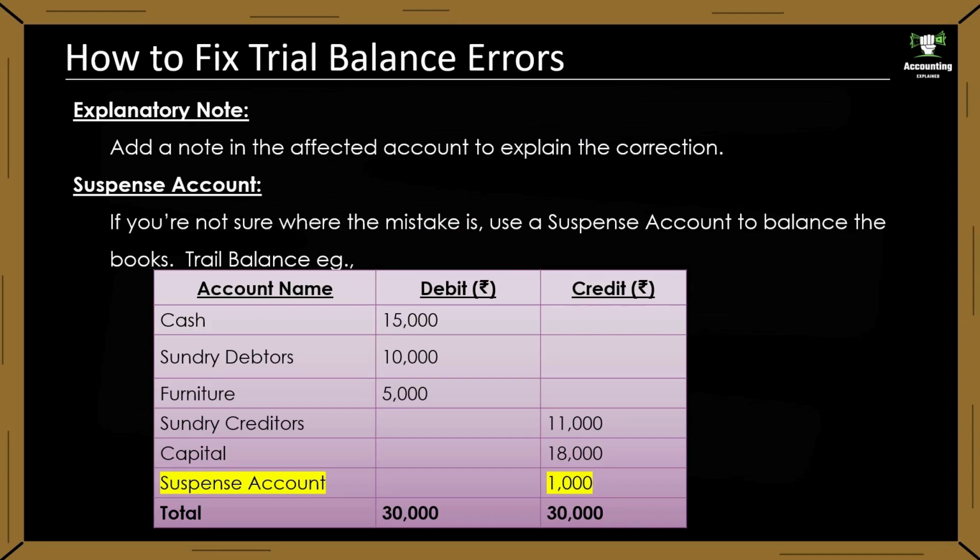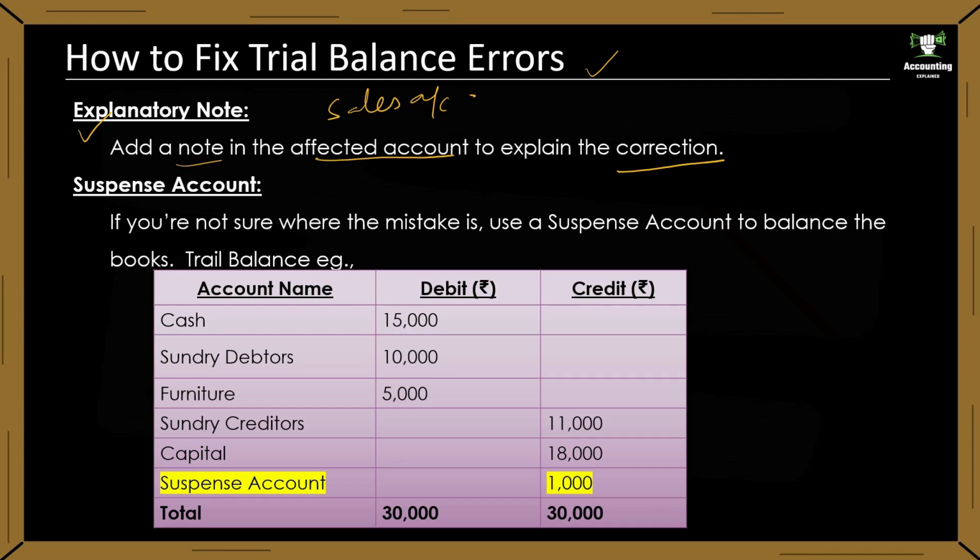Next is how to fix trial balance errors. Explanatory note. If you have found out the error, then you have to add a note in the affected account, wherever you have found out there is a mistake. In the previous example, we found that we have totally missed to take the sales account to the trial balance. So here the affected account is the sales account. We will take the sales account and add a note in the sales account to explain the correction. We will make the correction and explain it, stating that the sales account was not taken. Now we are taking it.